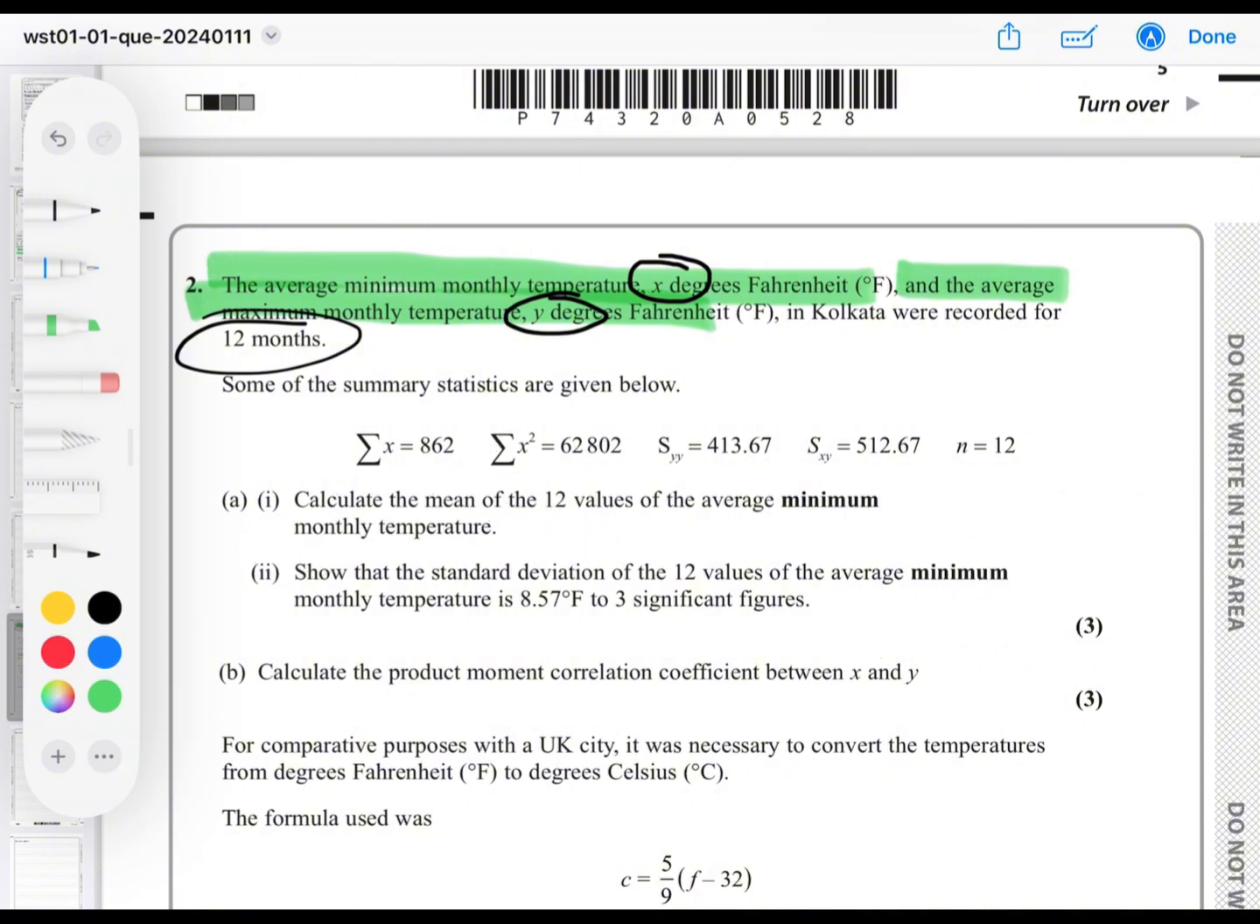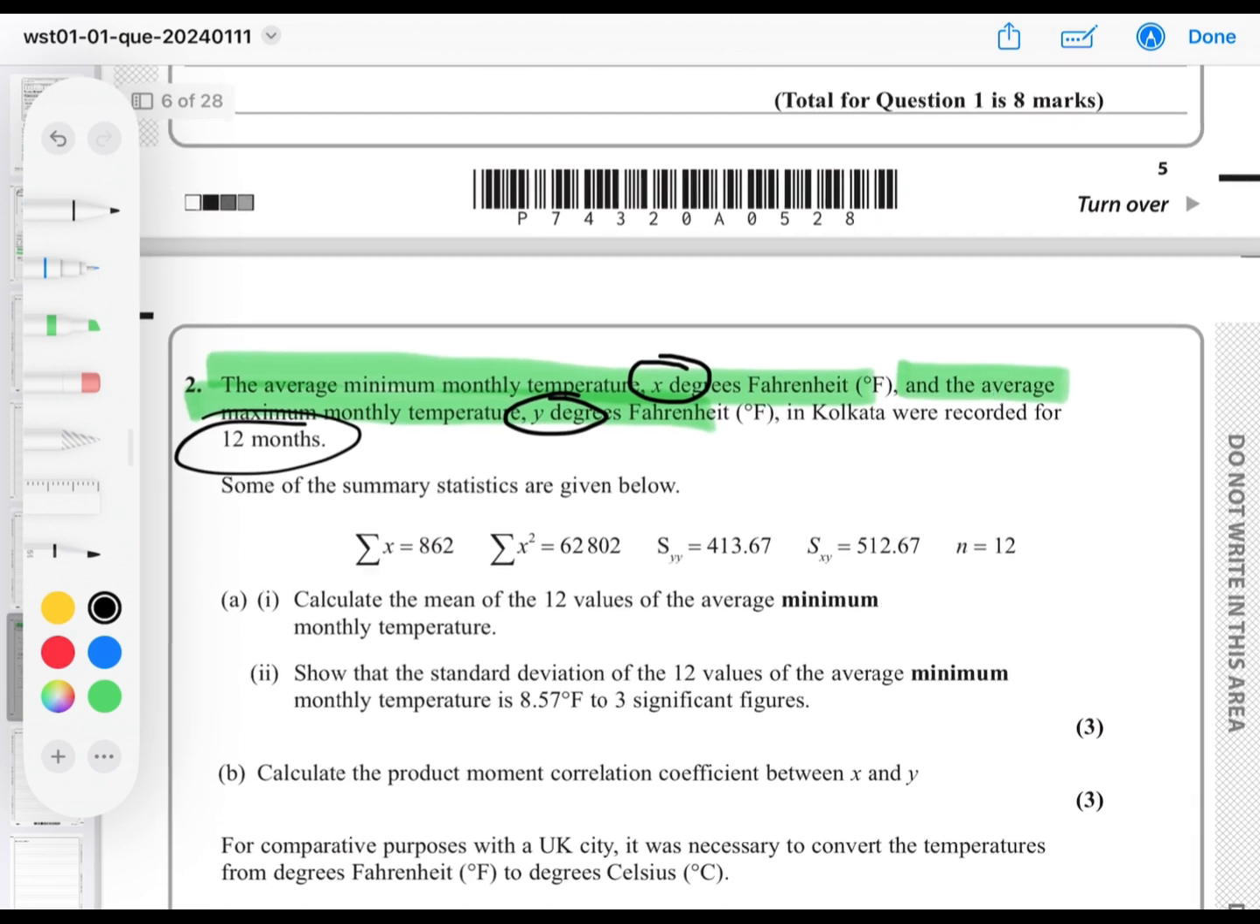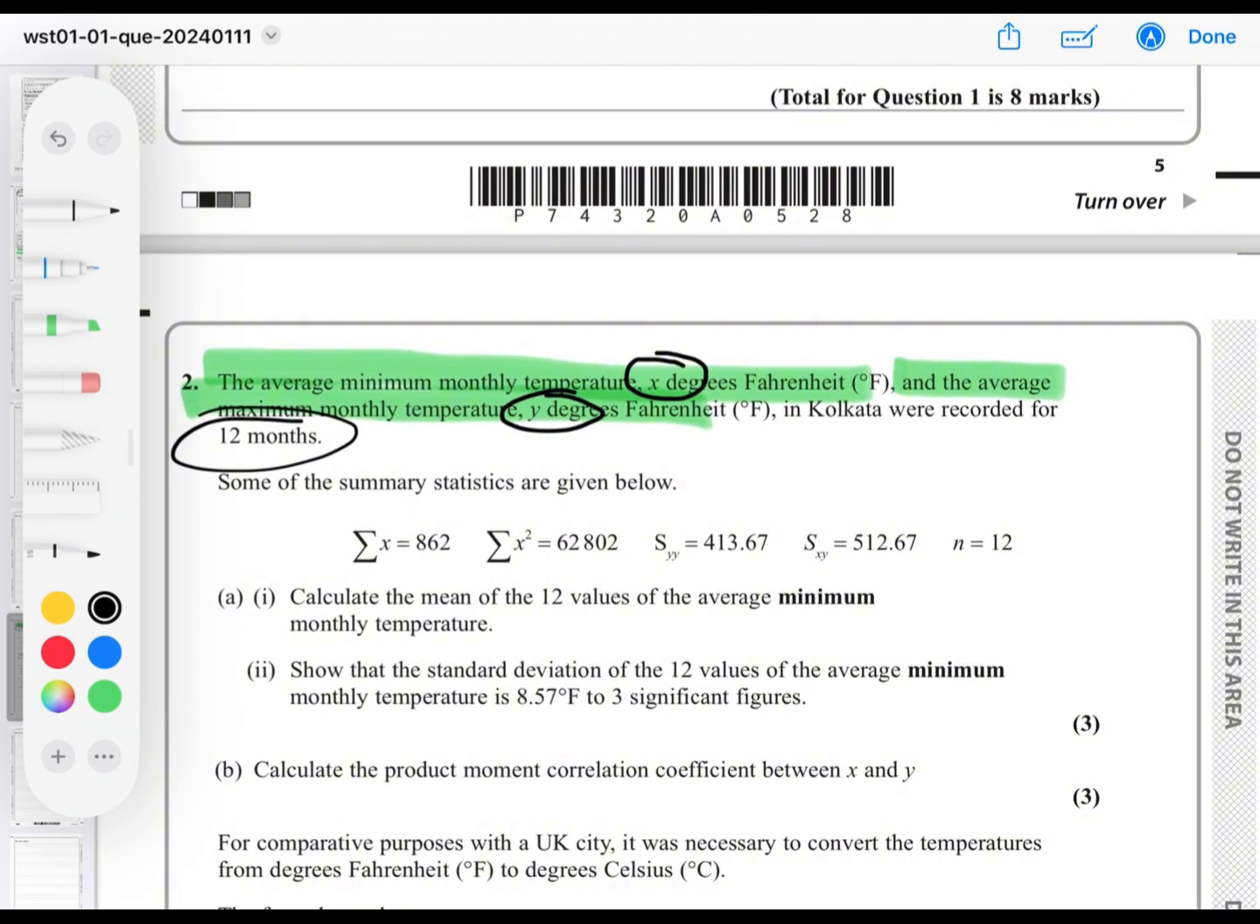Now in the second part, the first part was very easy. They are asking, show that the standard deviation of the 12 values of the average minimum monthly temperature is this. We have to prove this, and these are the 3 significant numbers. So what is the formula for the standard deviation? Remember, they are asking for the average minimum, which means we have to choose the X values from here.